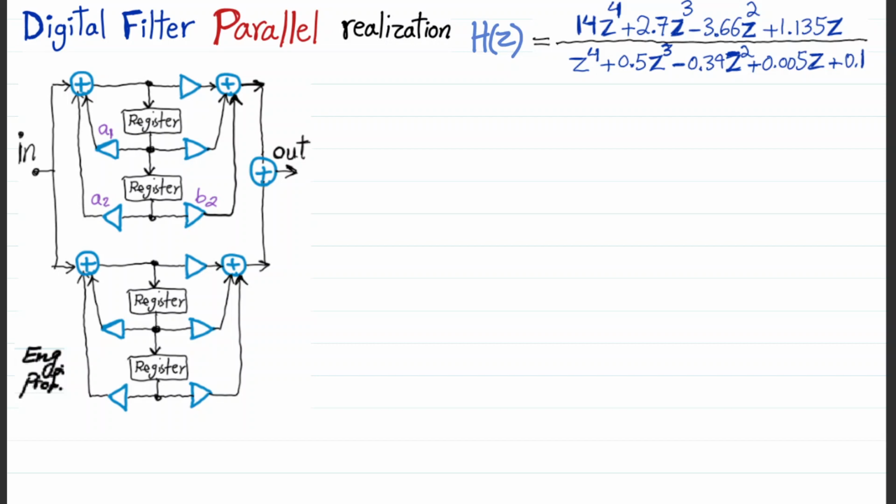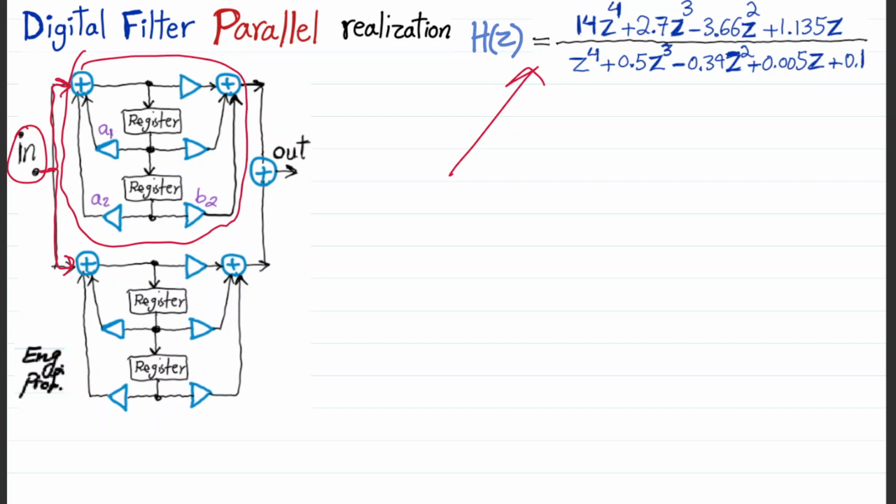Parallel implementation or realization of a digital filter is shown in this example for this transfer function H(z). By parallel, I mean input samples are coming in. As you can see, they go in parallel into two second-order realizations. These are second order because there are two registers there, and they are in the canonic second-order form.